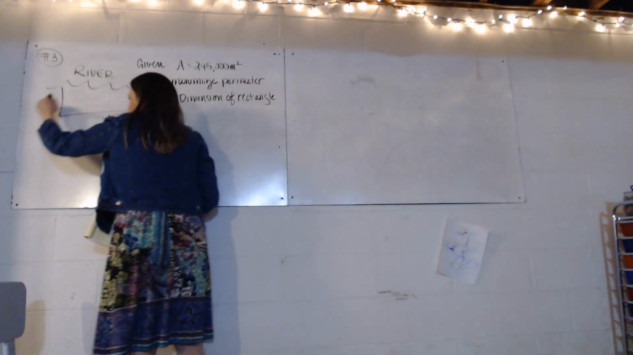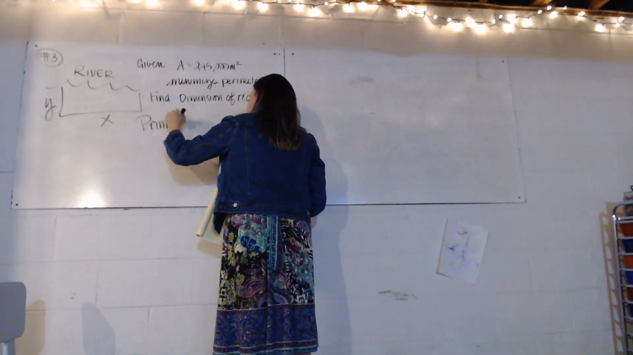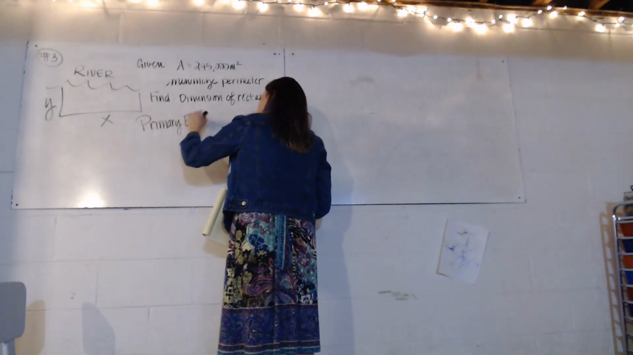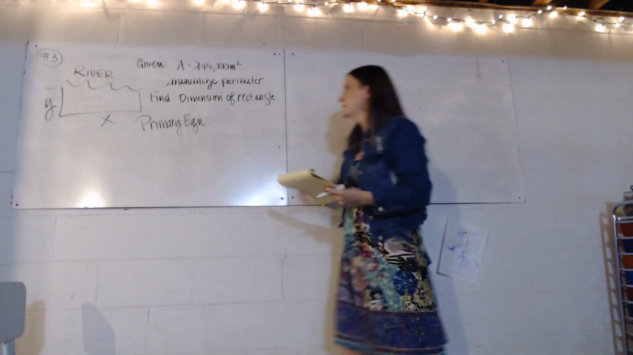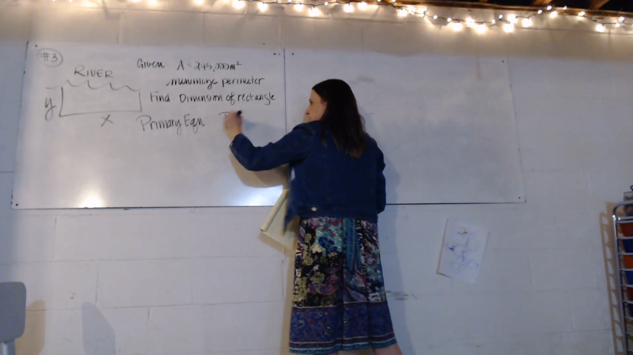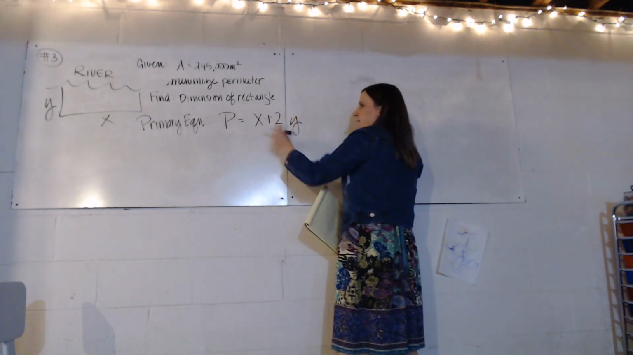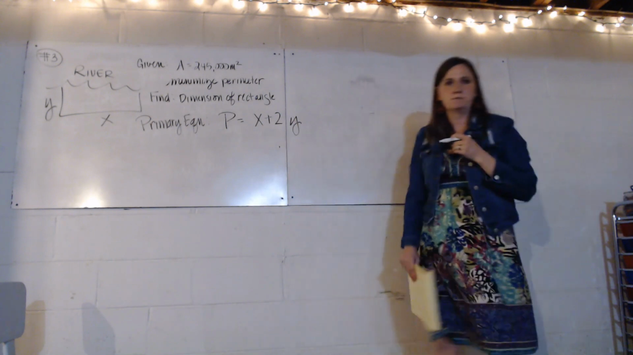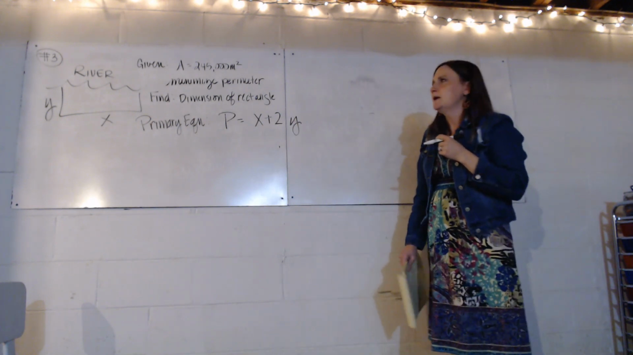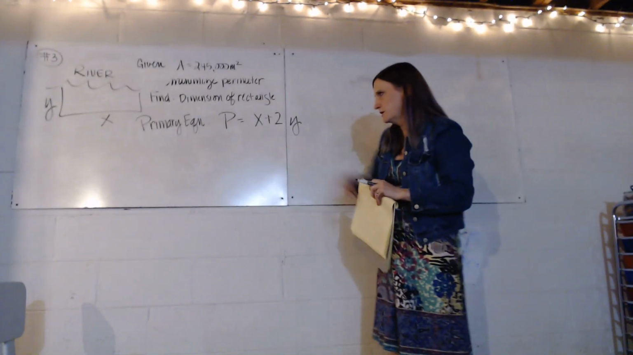Okay, so I'm going to call this X and Y. So our primary equation is the thing we want to maximize or minimize. In this case, it's the perimeter. We want to minimize the perimeter. So I'm going to say P is equal to X plus 2Y. There are not four sides, just three sides to this particular rectangle. And this has two variables, so I definitely need a secondary equation.